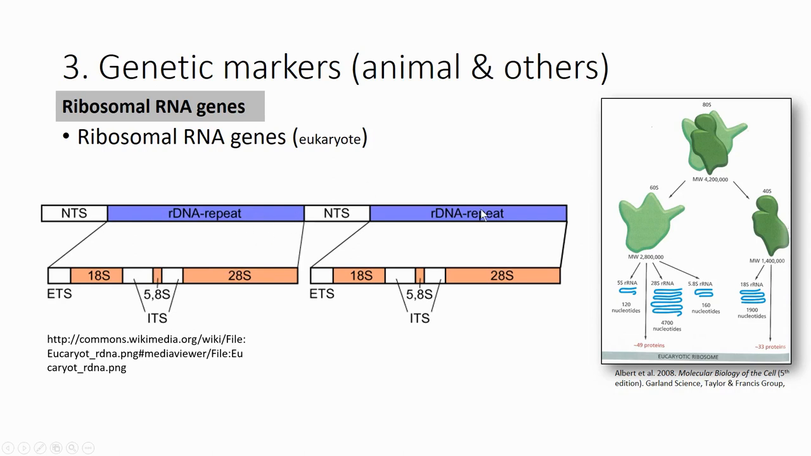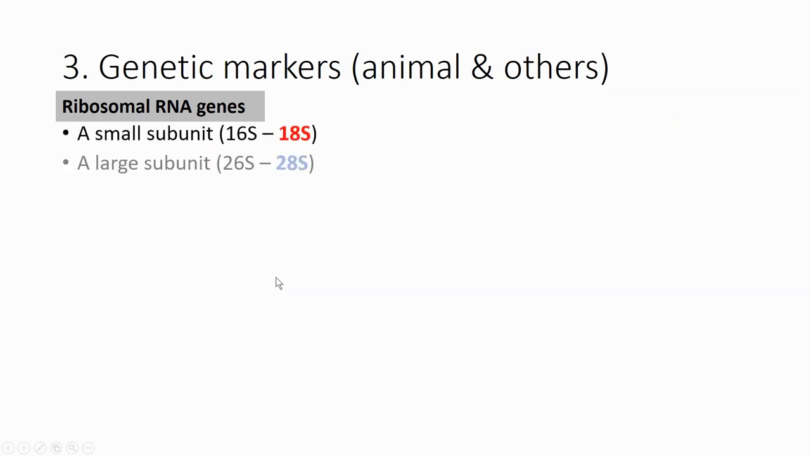In your cell, there are many copies of this gene, so it always repeats. Between these copies, there is an NTS, a region of the DNA that is not transcribed. If you zoom in on the blue color, you can see the arrangement of the gene. So there are two subunits.